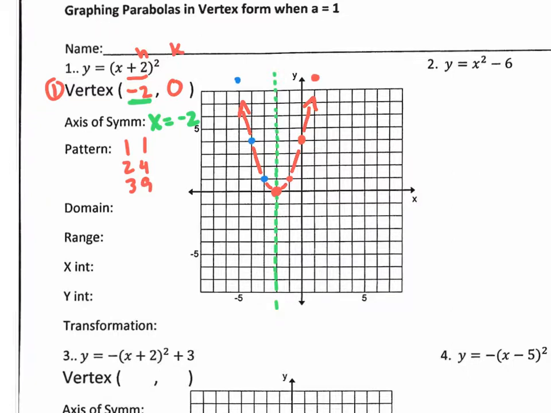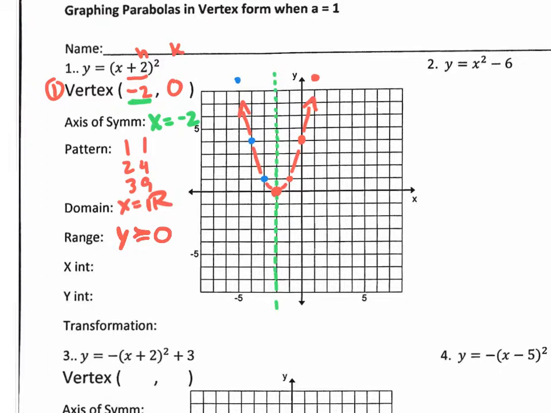The domain, x equals all real numbers. Any parabola will always have the domain x equals all real numbers. It's like a free point if I ask you that. The range, it's either going to be above or below a certain value, and as you can see, this is at the y value of 0, and it is above. So how do we say 0 or above? You're going to say y is greater than or equal to 0.